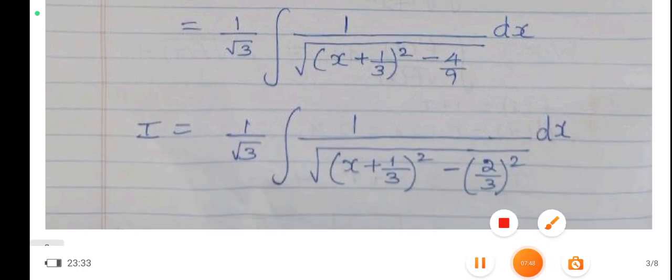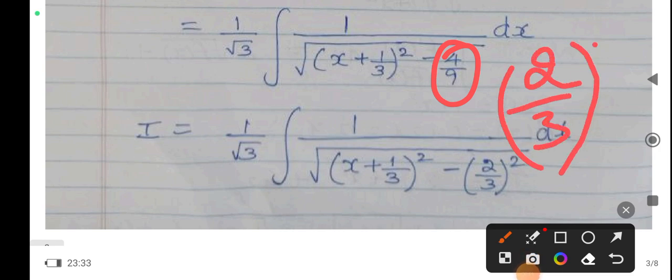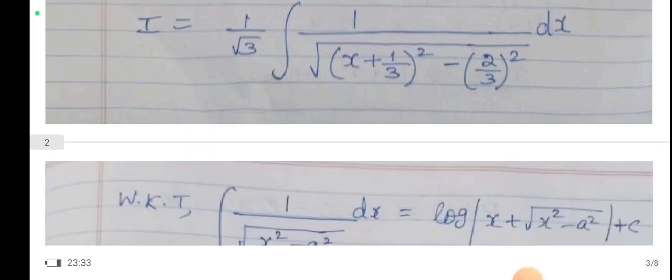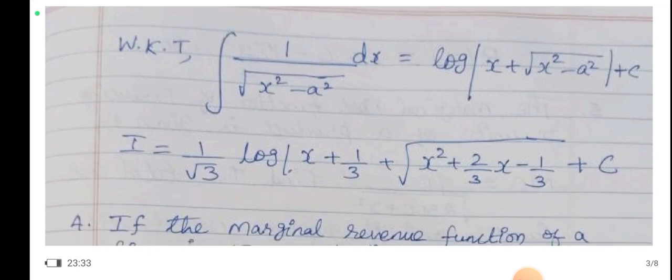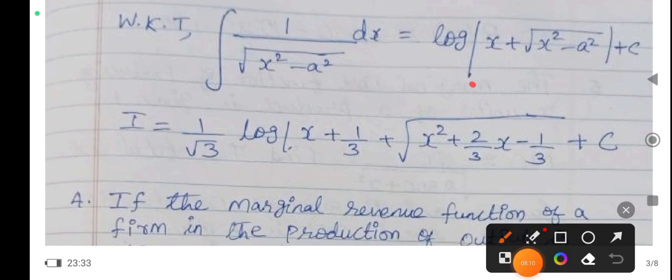Then the 4 by 9 we can write as 2 by 3 whole square. Why, sir? I can't write 4 by 9 as it is? Because we want to write like 1 by root over x square minus a square. So in that sense we can write it as 2 by 3 whole square. So we know integral 1 by root over x square minus a square is nothing but log mod x plus root over x square minus a square.